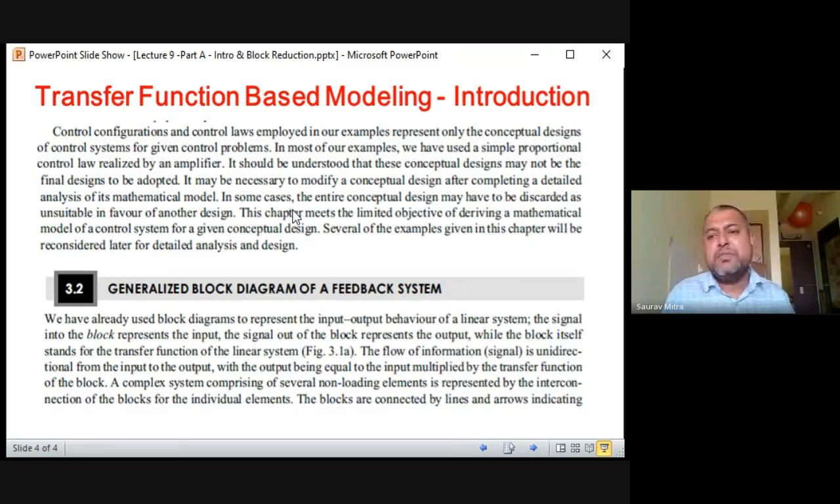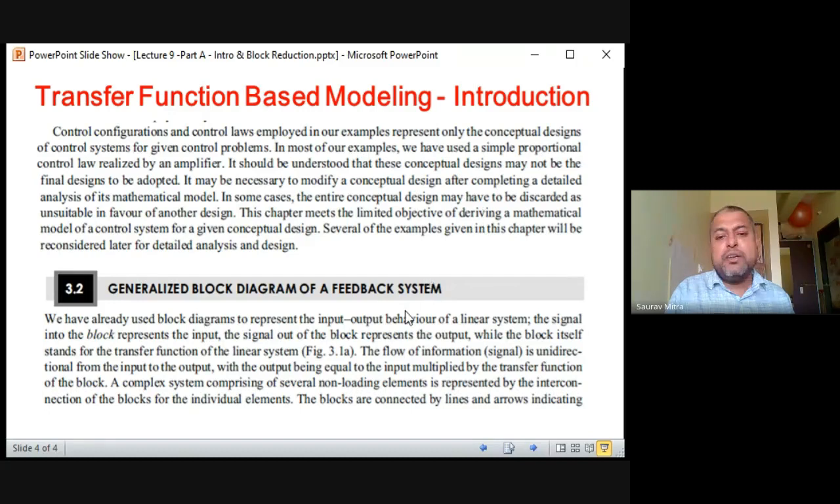These are the kind of things we will see some time in our life: one way we have proceeded, we have come close to the solution, not the exact solution, but close. But if we find some other method we are using, we might get a better result. So discard whatever we have done previously. In some cases, the entire conceptual design may have to be discarded as unsuitable in favor of another design.